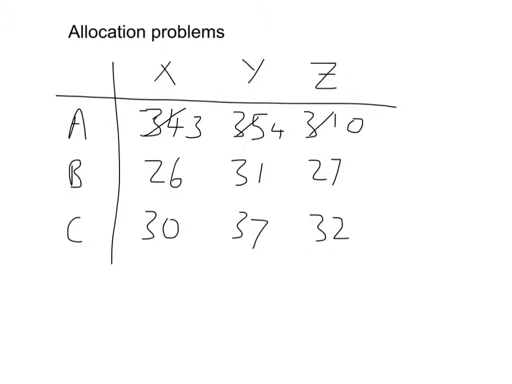Should have used a different colour. Anyway, person B will take at least 26 for whatever he does, so let's subtract 26 from all of these, like that, and subtract 30 from the ones at the bottom. Basically, you take the smallest number from all the other numbers. And now we'll repeat the same process for the columns. This is called row reduction and column reduction.